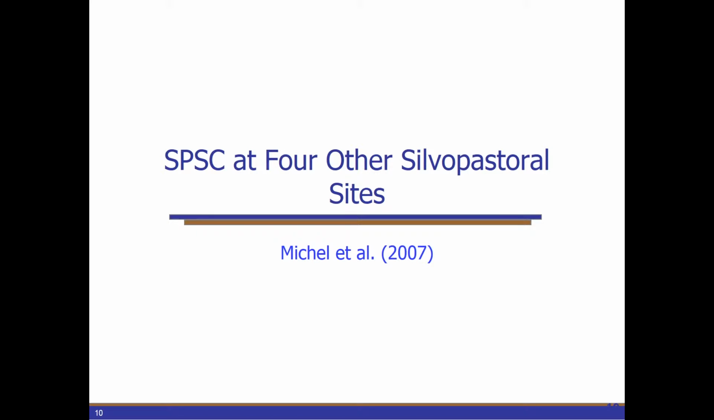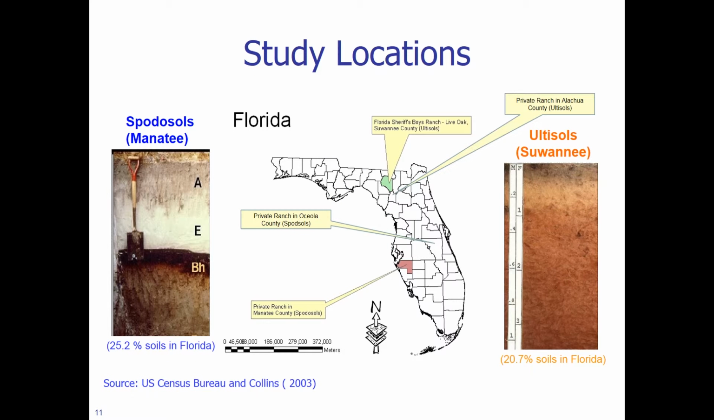We look now at SPSC at 4 other silvopastoral sites. What we have looked at are both spodosols and alfisols, and the locations are indicated in the maps. Two are from Suwannee County, both of which are alfisols, and then we have a private ranch in Osceola County, spodosols, and a private ranch in Manatee County, which is also comprised of spodosols. You know the difference between how a spodosol profile looks and how alfisols look, and it's depicted once again in this particular slide.